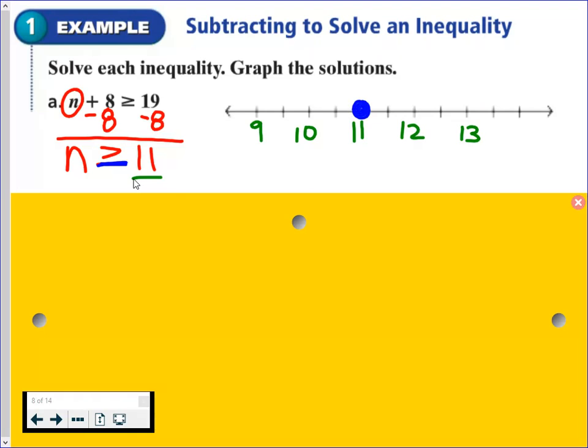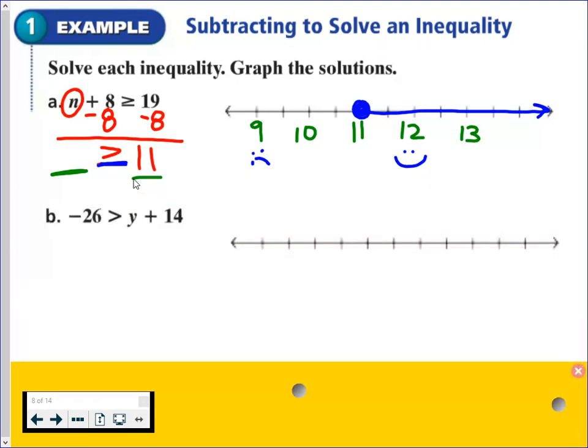And then I have to decide, if I take out n, what numbers could go here? Is 9 greater than 11? No. Is 12 greater than 11? Yes. Draw my arrow to the right. Several more examples for us to do.